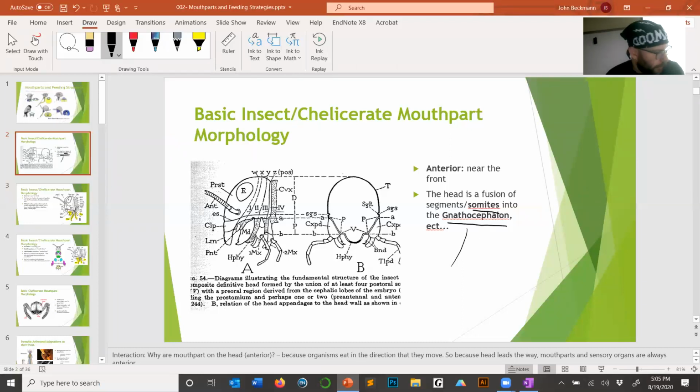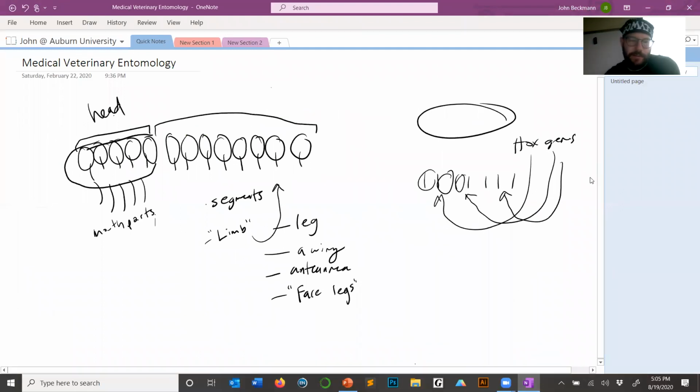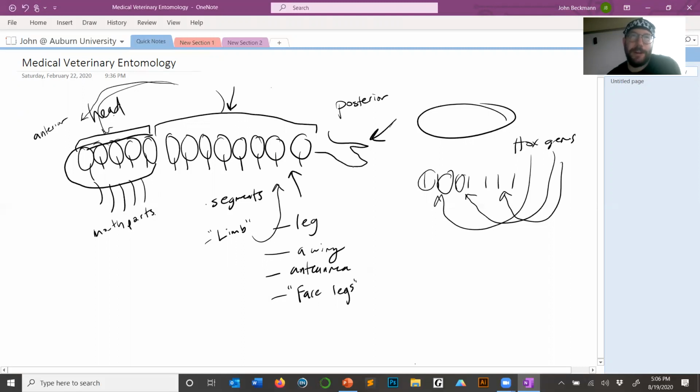The other relevant point to this slide is, do you know why the mouth parts are anterior? If this is my insect and this is anterior, and the butt is always posterior, why are the mouth parts always right here? Why aren't they here or here, or in the butt? Why?